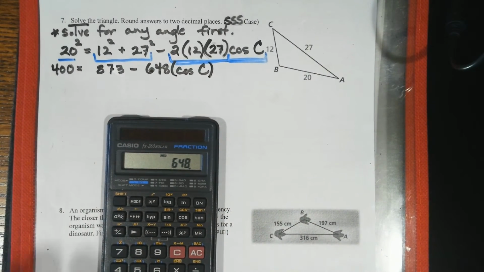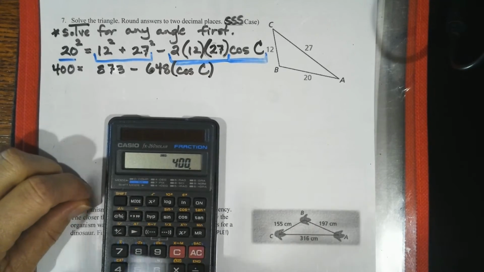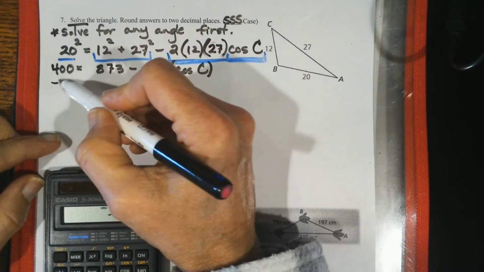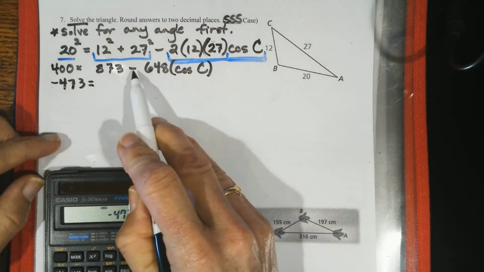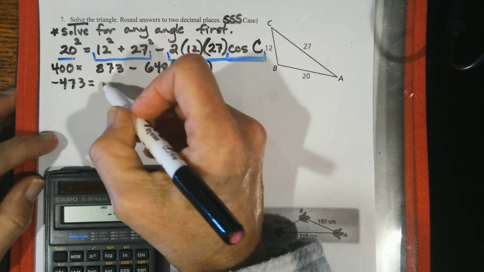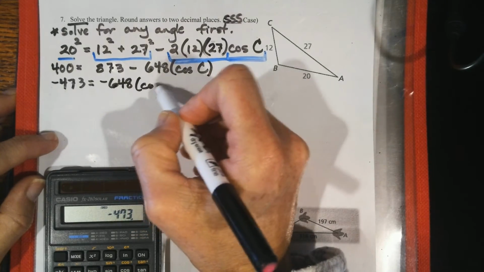Okay, so now I'm going to use my algebra skills. I'm going to take away 873 from both sides. So 400 minus 873. And again, I'm going to write that down. And make sure that when you take away that from both sides, this negative comes with it, times the cosine of C.